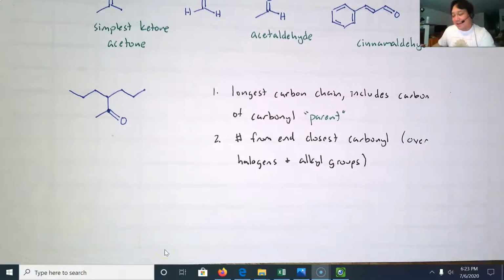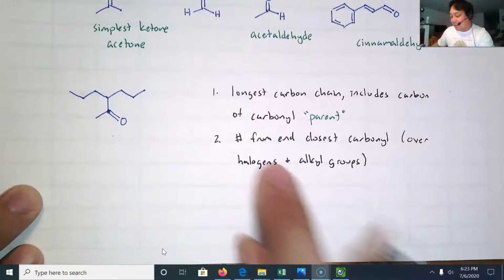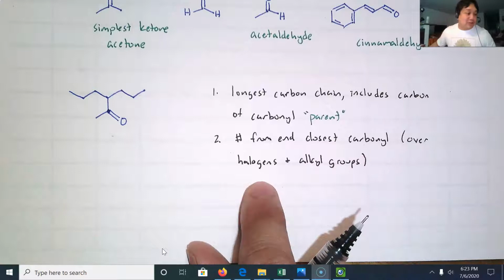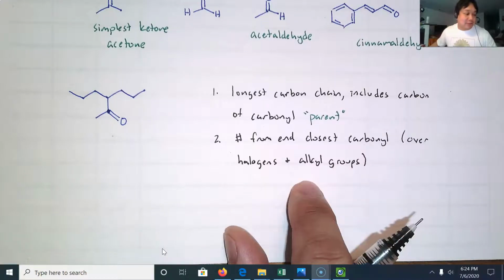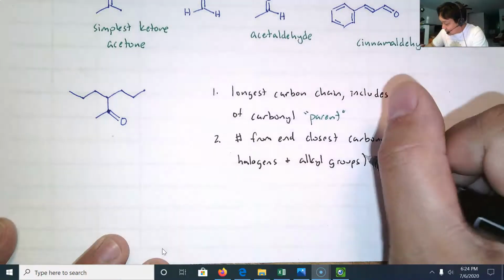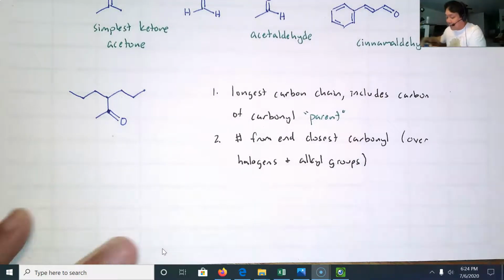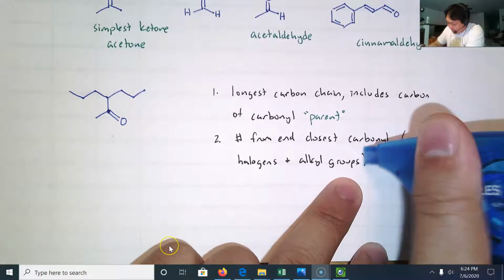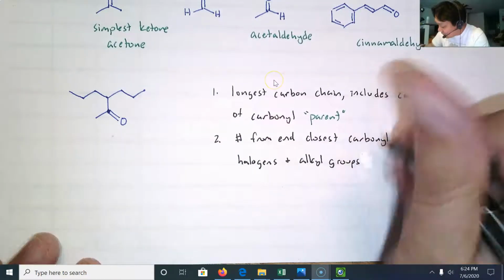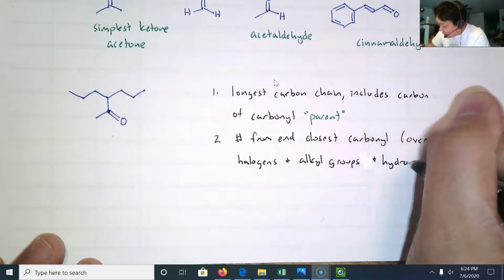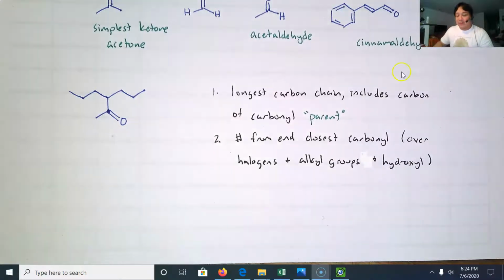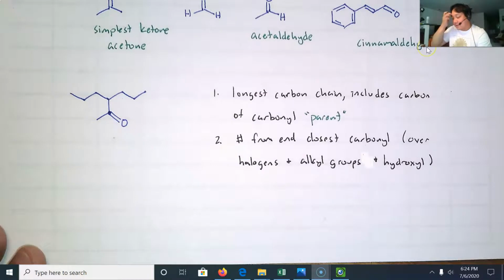Okay, we're back. I looked it up, and the carbonyl group takes precedence over halogens, alkyl groups, and hydroxyl groups. Let me wipe this out. Carbonyl beats all of them. And we'll do one example with a hydroxyl group and a carbonyl group next. But let us finish this.